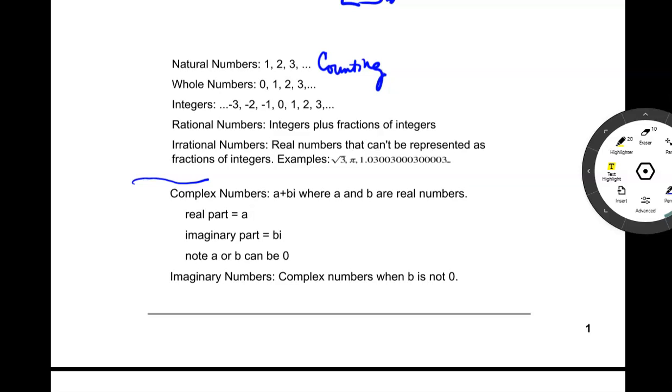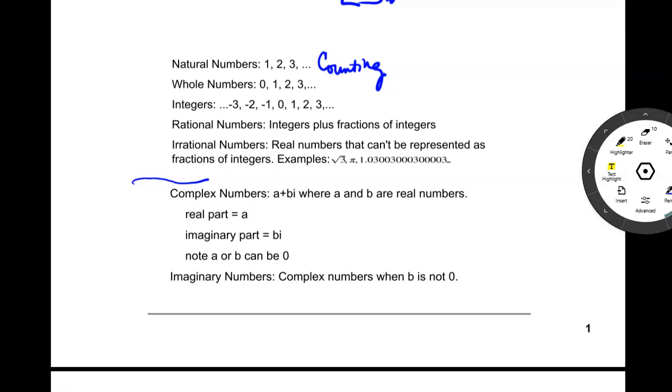Add 0 in, so it's the counting numbers plus 0, and you now have the whole numbers. To get integers, you add the negatives of those, so you still don't have fractions or decimals or anything else. So we have our counting numbers, we have 0, and then we have the opposites of our counting numbers.